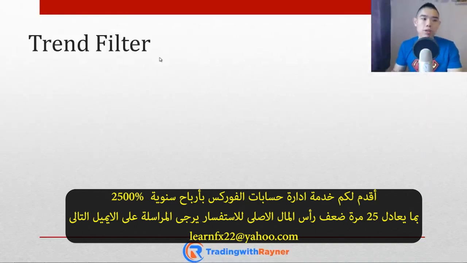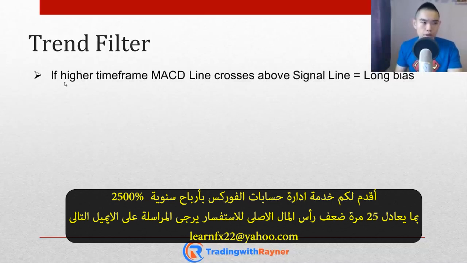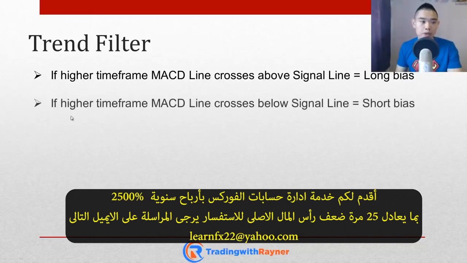Number 2, you can use a MACD as a trend filter. So here's how it works. If the higher time frame MACD line crosses above the signal line, you look for a long bias only. Higher time frame. We're looking at higher time frame here. If the higher time frame MACD line crosses below the signal line, we look for a short bias.